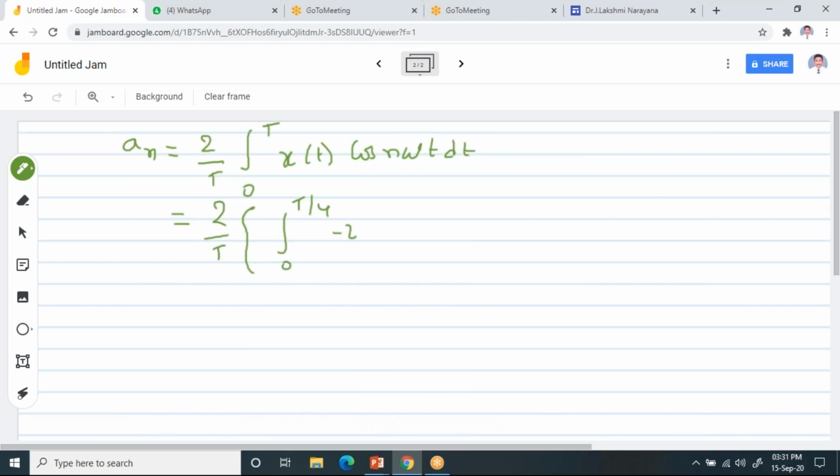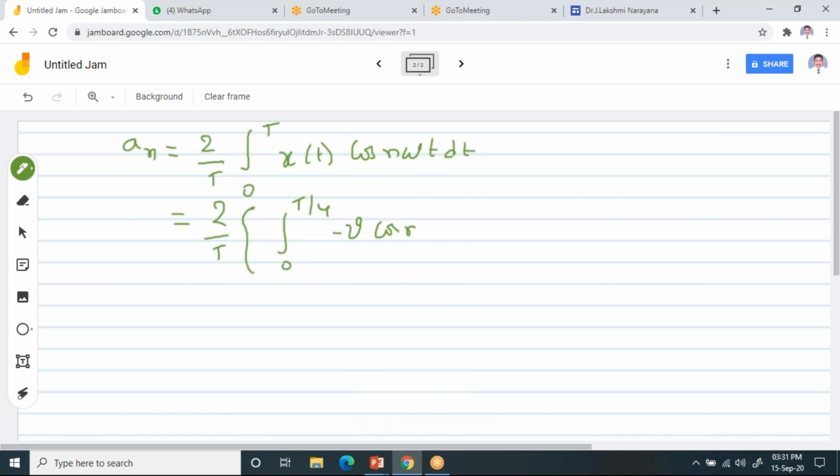T by 4 to 3T by 4, which is V cos n omega t dt. Now observe it. Please try to understand. In the place of x of t, I am writing v of t, cos n omega t, as you are calculating AN. Then after that, you have to write plus 3T by 4 to T, again it is minus V cos n omega t dt.